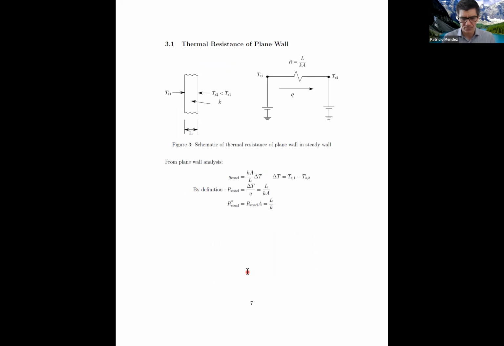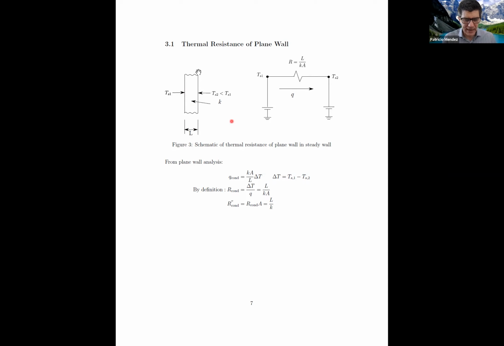And so I have a minute here. Let's look at the thermal resistance of a plane wall. We have TS1 on one side, TS2 on the other side. The heat is flowing across the wall. That's the point. The heat is flowing across the wall, and it's not flowing up or down or in or out of the screen. The thickness of the wall is L.